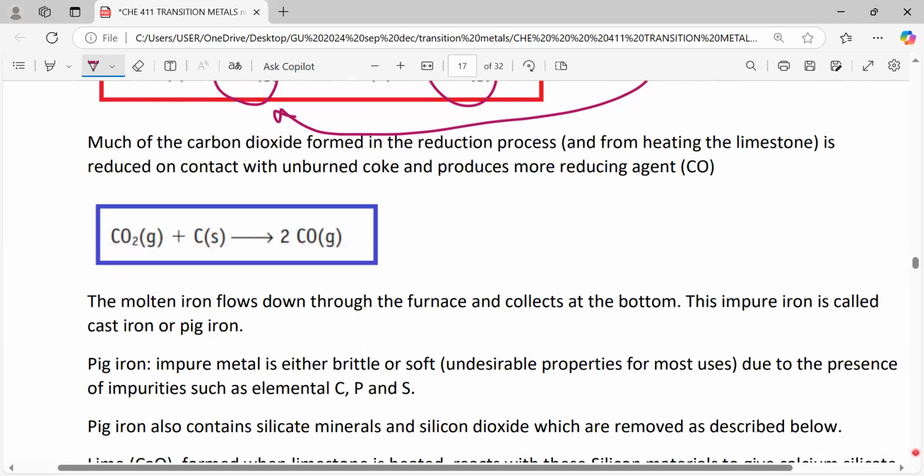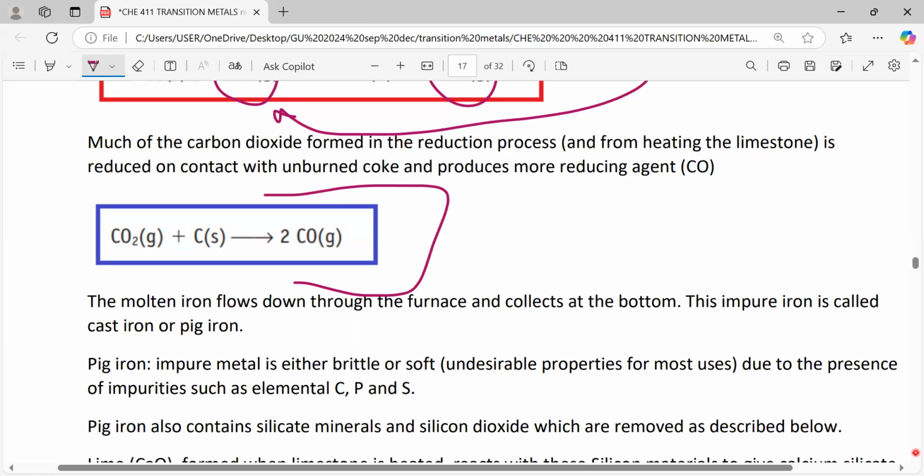Much of the carbon dioxide formed in the reduction process and on heating of limestone is reduced on contact with unburned coke and produces more CO. So again, we can see the carbon monoxide is not wasted, it is recycled when it comes in contact with the hot coke. Then the molten iron flows down through the furnace and collects at the bottom, and this is called cast iron or pig iron.